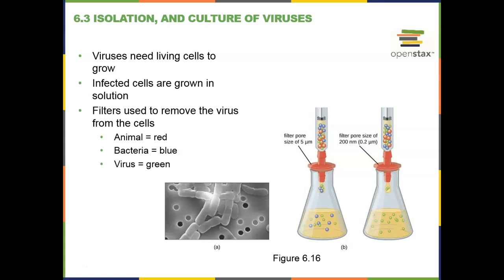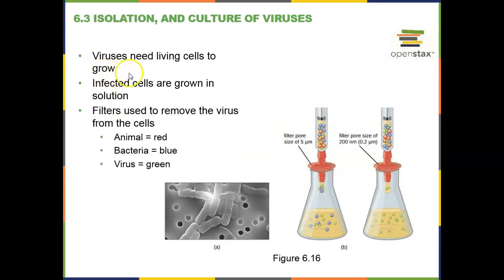So now we're going to talk about how we isolate viruses and how we can grow viruses. Viruses can't be grown in a petri plate like bacteria are. They have to be grown in living cells. So viruses don't replicate outside of a cell. And because of this, we have to find different types of cells. So bacteria are used to grow bacteriophages, and in animals we often use chicken eggs to grow animal viruses.